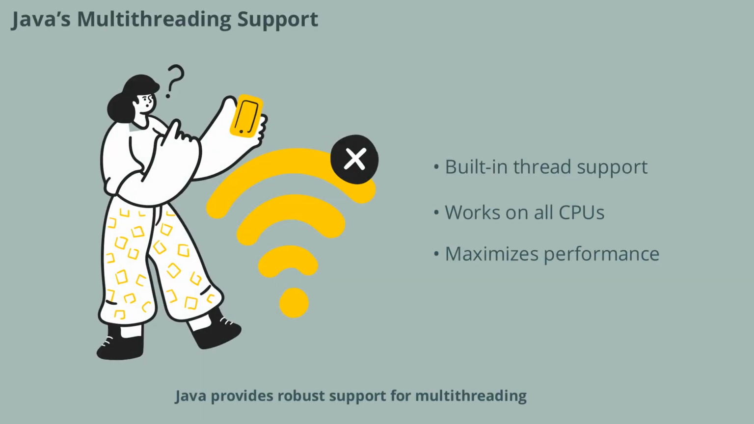Java provides robust support for multithreading, making it easy for developers to create applications that perform multiple tasks simultaneously. Java's multithreading capabilities are built into the java.lang package, allowing for concurrent execution of threads. Whether you're working in a single-core or multi-core environment, Java's threading model adapts to maximize CPU utilization and application responsiveness.